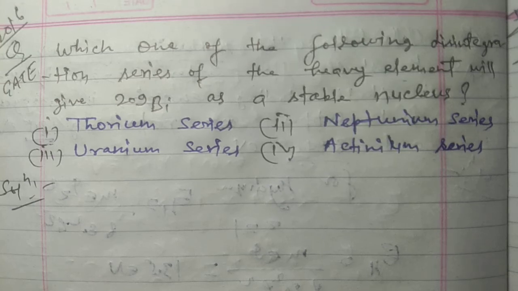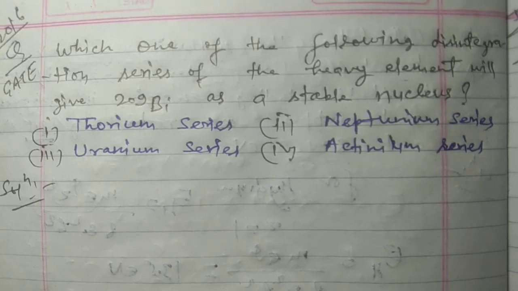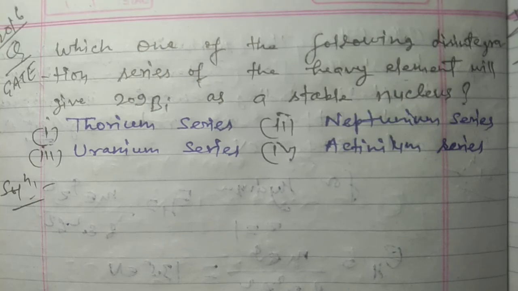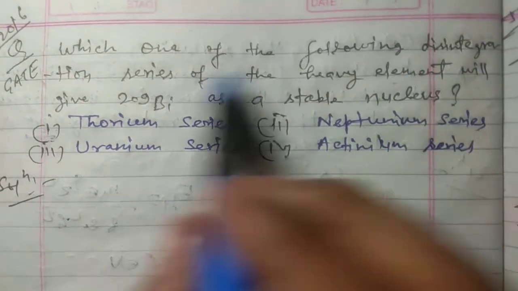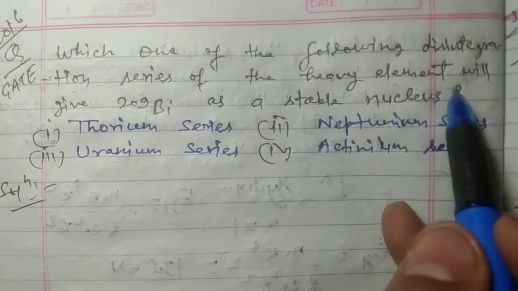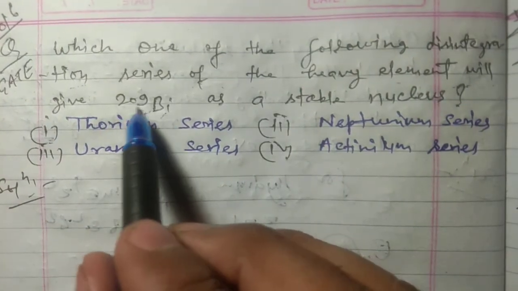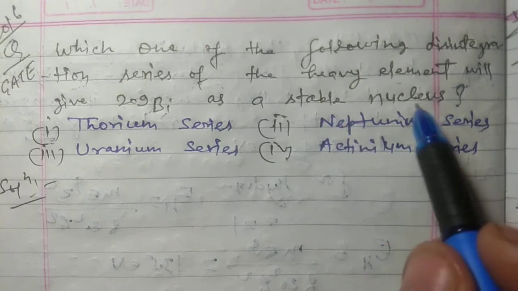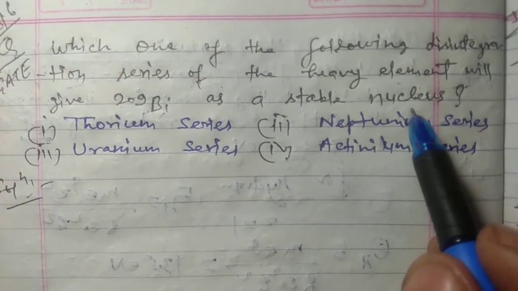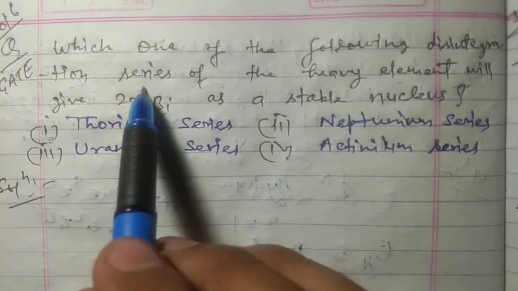Everyone, welcome to my channel, which is Learning Institute, and today I am going to discuss a very important question which was asked in GATE 2016. The question is, which one of the following disintegration series of the heavy element will give bismuth 209 as a stable nucleus? So we have to find the series.